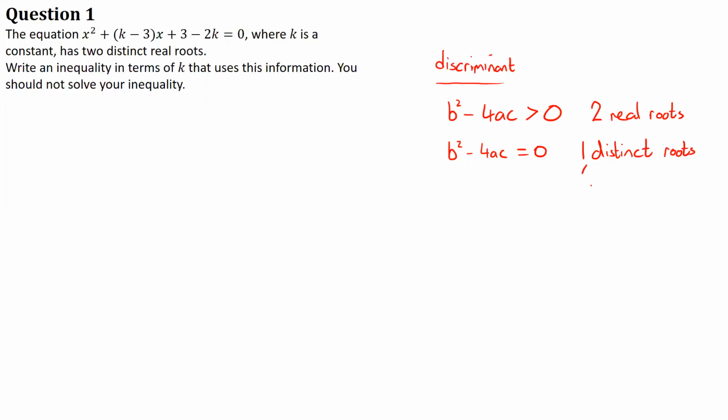So often a question will try and trick you by saying equal roots. It might say equal roots, and that just means one distinct root. So when you see equal roots, make sure you're associating that with b squared minus 4ac equals 0. And lastly, if it's less than 0, so b squared minus 4ac is less than 0, that means it's got no roots.